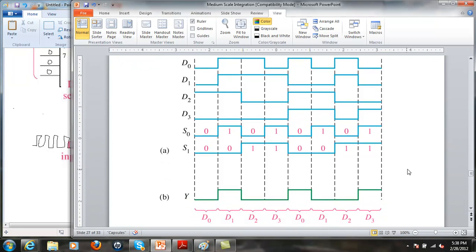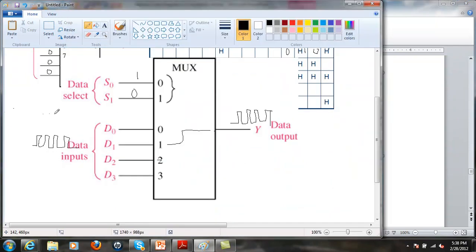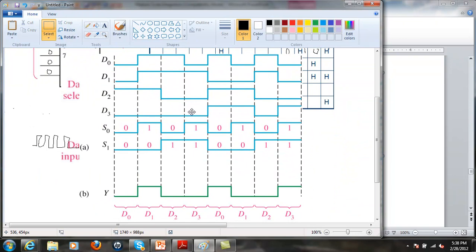So here's an example of my select pins. I'm selecting pin 0, pin 1, pin 2, pin 3, and so on. So whatever appears at those inputs, that's what's going to appear at the Y output. So in this particular case, I'm selecting 0. So whatever is here comes to the output.